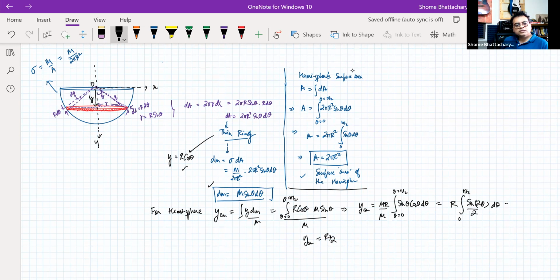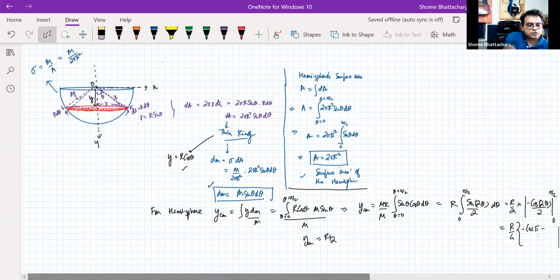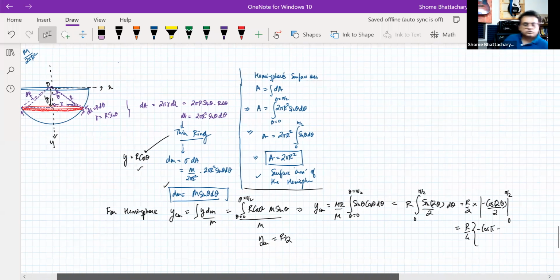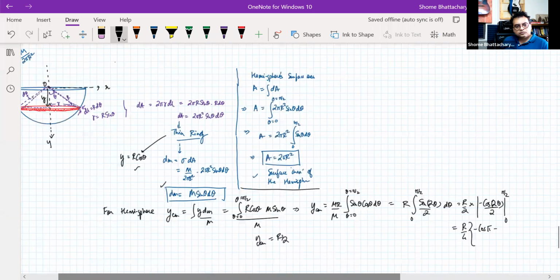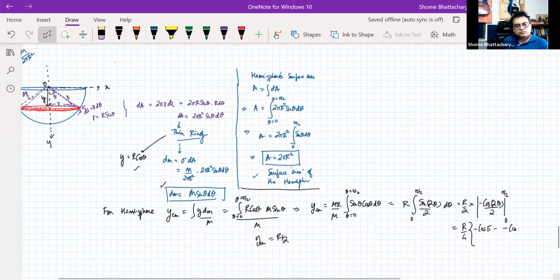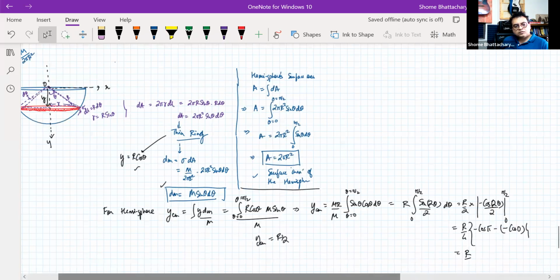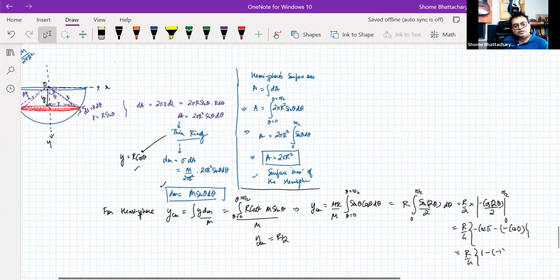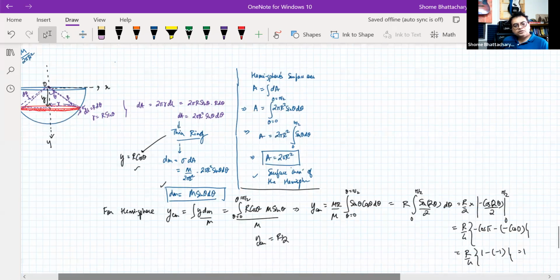So you can take the half outside, and the integration of sine 2 theta will become minus cos 2 theta divided by another 2, going from 0 to pi by 2. Take that other 2 outside, so r by 4 into minus cos pi minus of minus cos 0. So 1 minus of minus 1. So that's one way to show that it is r by 2.